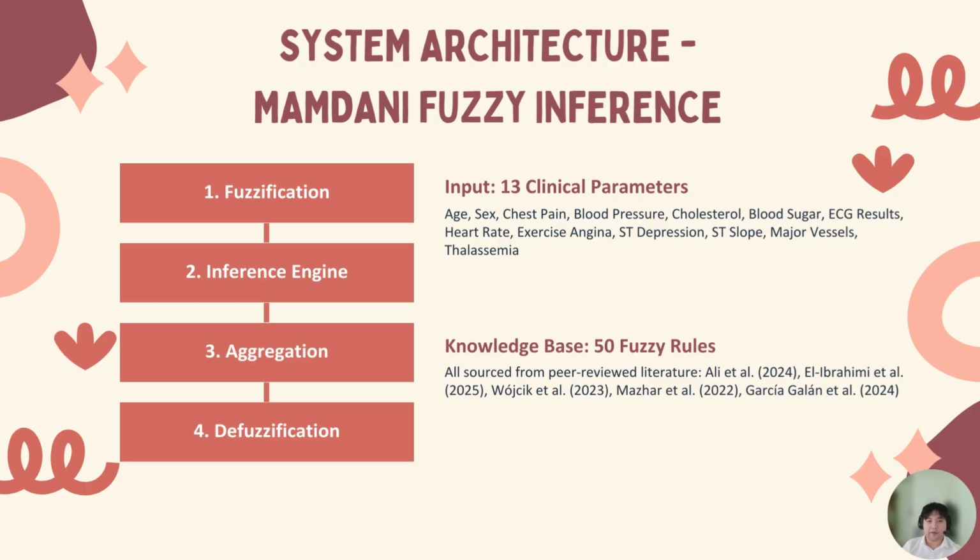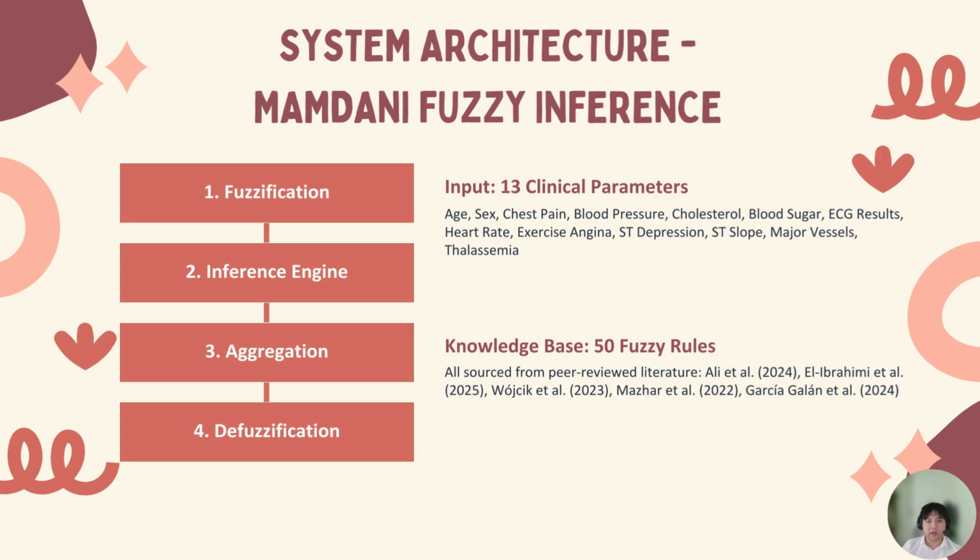Each of those crisp numerical values is converted into fuzzy membership degrees. For example, a cholesterol level of 230 isn't simply high or normal, but has 70% membership in the borderline category and 30% membership in high. This captures the gray areas of natural medical risk.